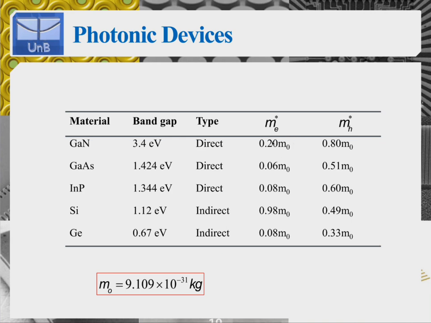Okay, so you see that you have a fraction of the mass. Okay, so for example, in gallium nitride, the effective mass of the electron is 20% of the actual mass of a real electron, and the mass of the hole is 80% of the actual electron mass. Okay, for silicon here, you see that the electron has almost 100% of the electron mass, and the hole has about one half of the electron mass.